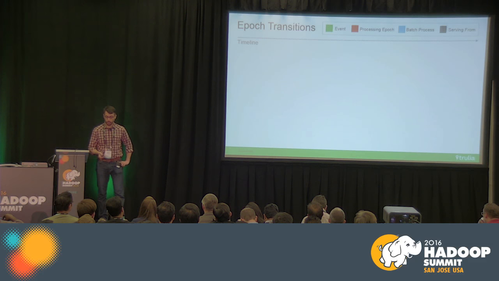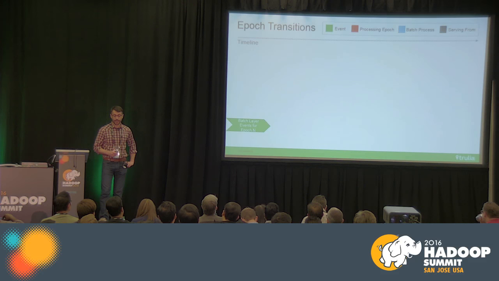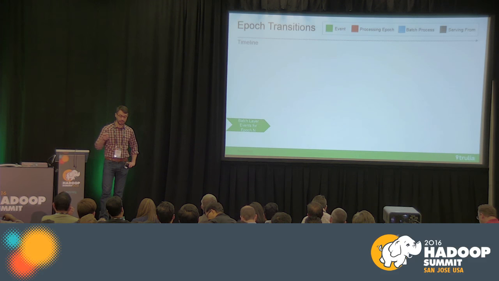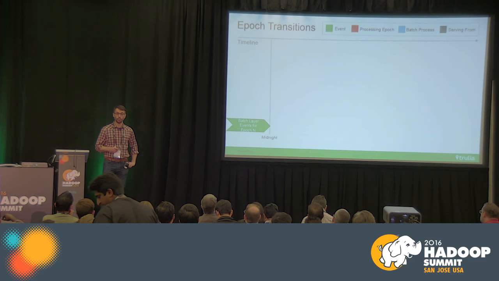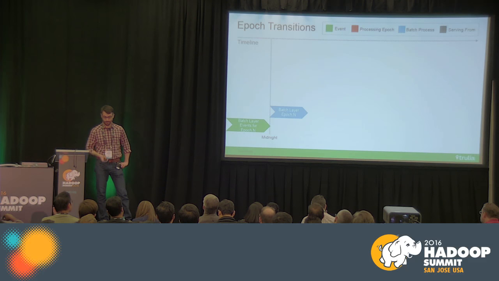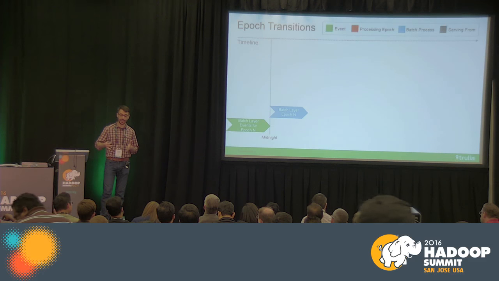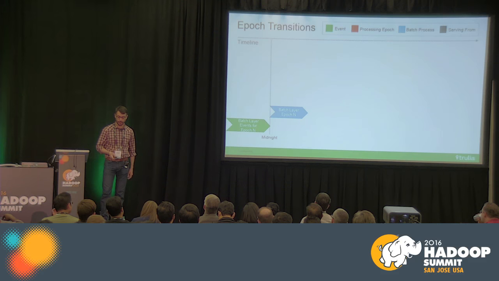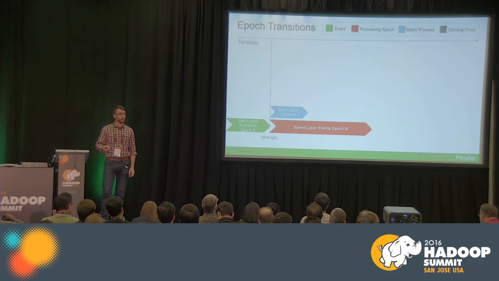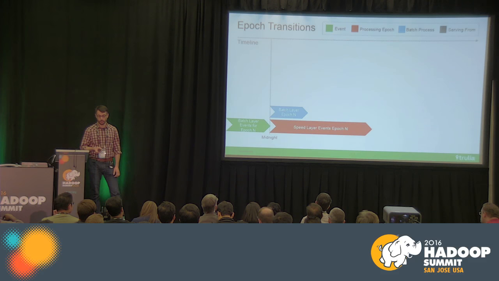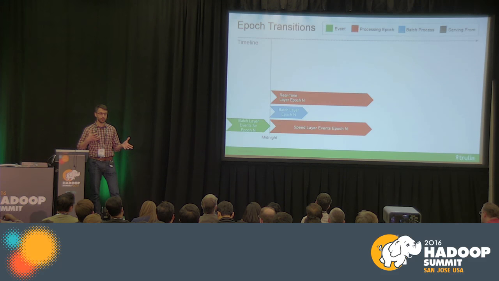So let's see how it works in a timeline kind of fashion. So as I said, we collect events from the beginning of time up until now. So when midnight comes, we start the batch layer for the current epoch that we want to calculate, and we call it the epoch n. At the same time, though, we have new events coming to our platform. So we call those the speed layer events for the same epoch. And to pick up the slack for those, to pick up the delta, we start a new Storm topology, and we call this the real-time layer for epoch n.